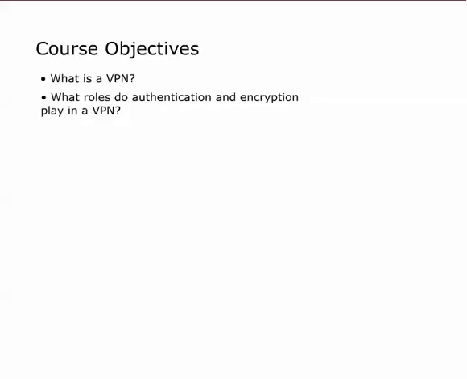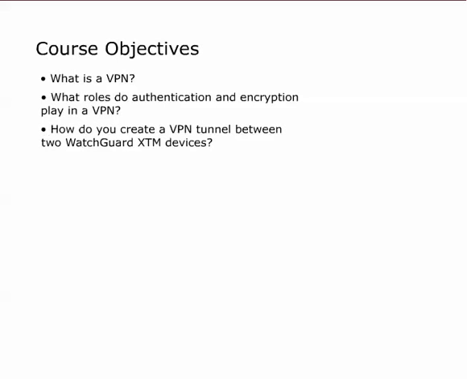across the Internet. In this module, we're going to show you how to use Policy Manager to manually configure a branch office VPN, sometimes called a BOVPN, between two Watchguard XTM devices running Fireware XTM OS.